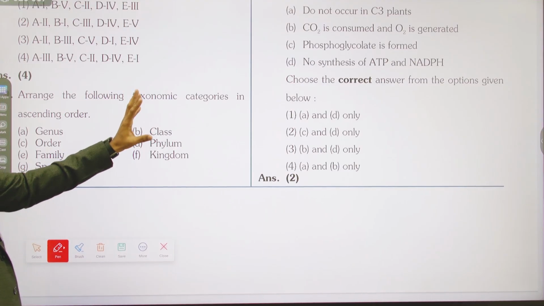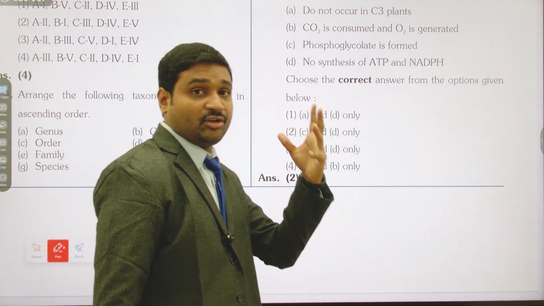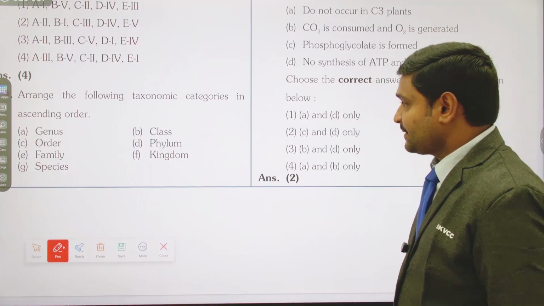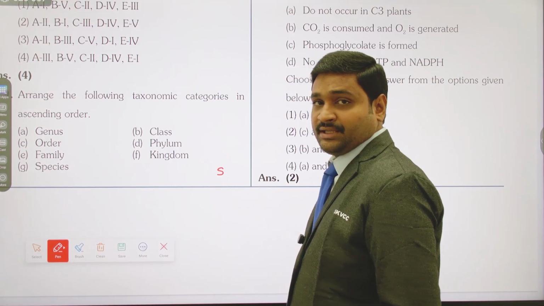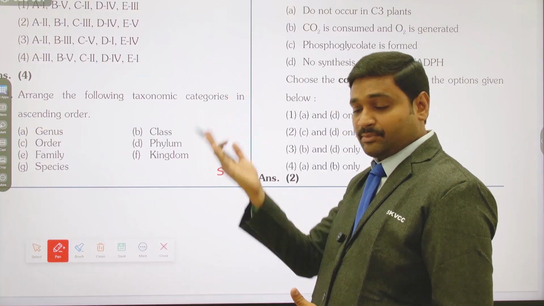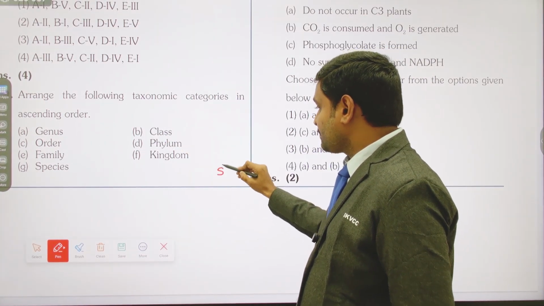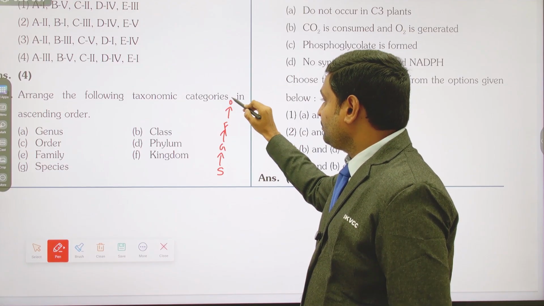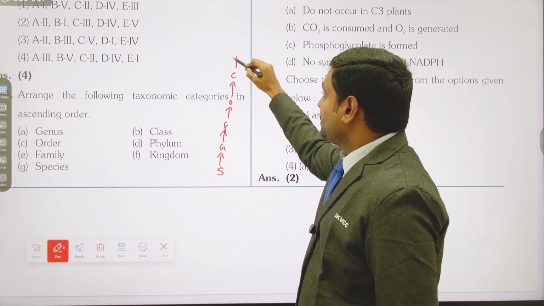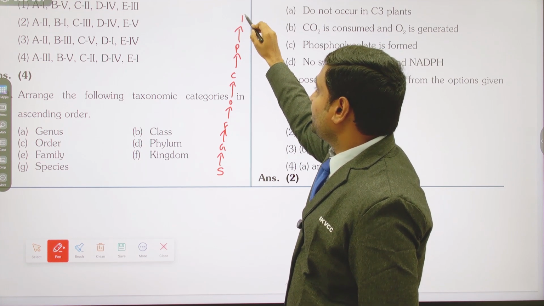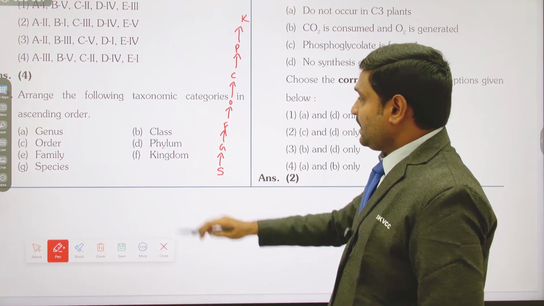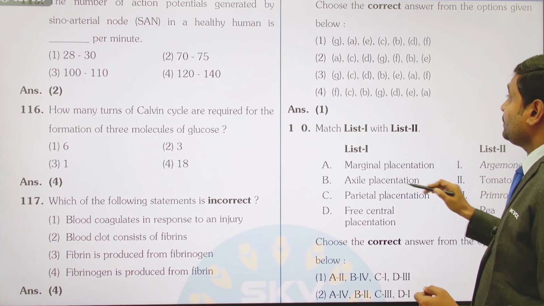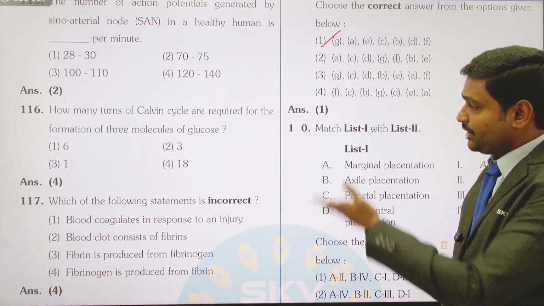119. Arrange the following taxonomic categories in ascending order. Ascending order means from lowest to highest. So what are the given taxonomic categories? Firstly species, that is the lowest one. In ascending order, first species will come, then genus, then family, then order, then class, then phylum or division, and then the kingdom. So this is the ascending order. As per this order, let us see which option is matching. That is our first option.